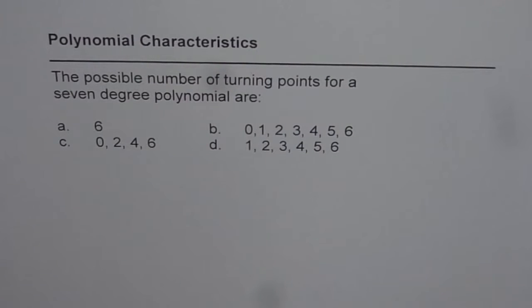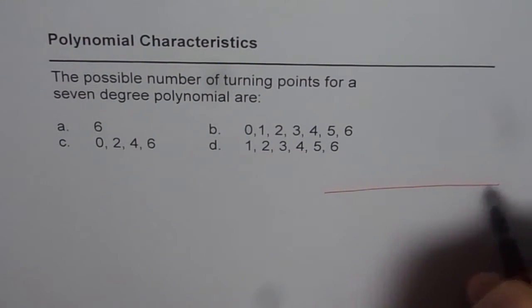Let us review the polynomial characteristics with the help of some multiple choice questions. The question here is, the possible number of turning points for a 7-degree polynomial are, we are given 4 choices. You can pause the video, select the right answer, and then look into my suggestion.